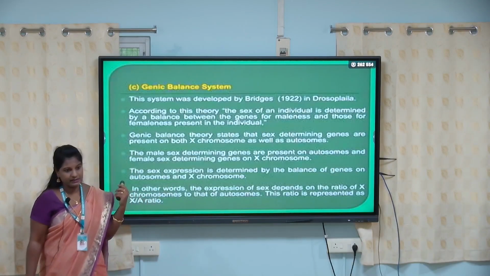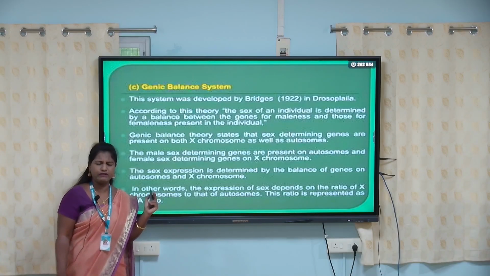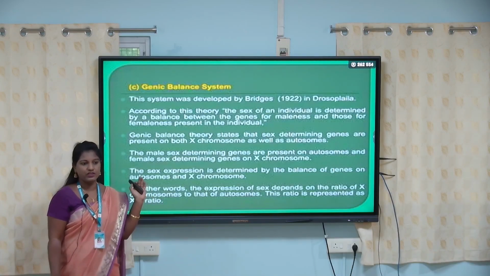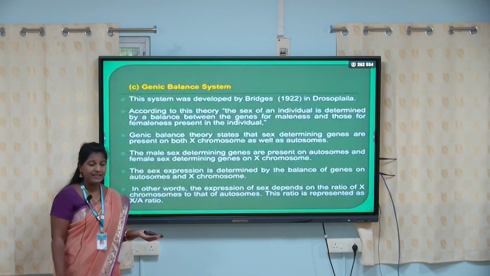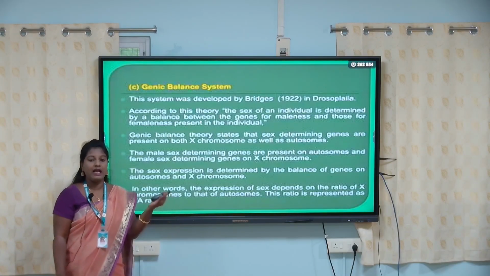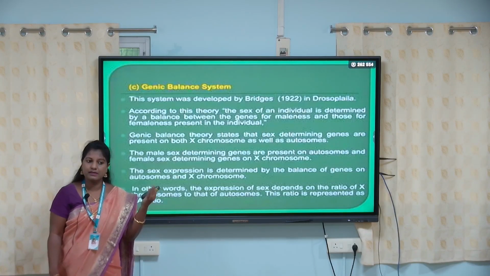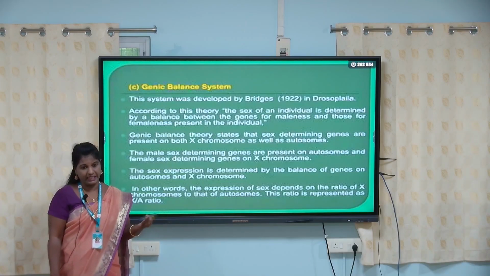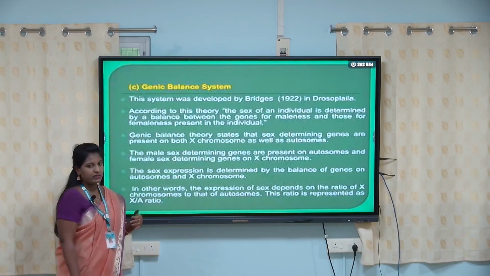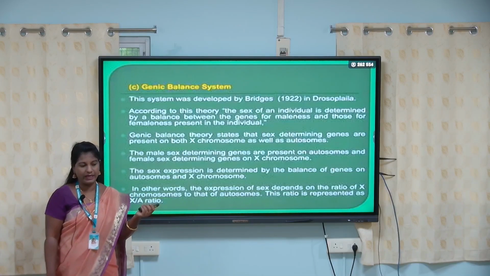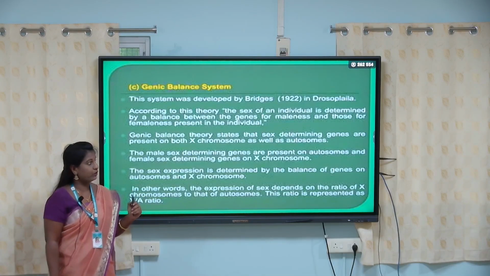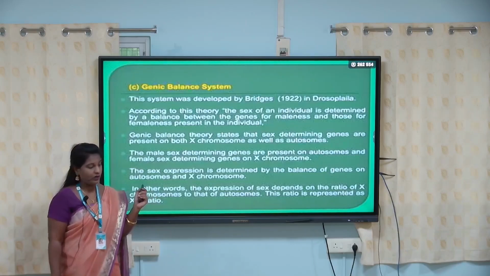Genic balance theory is another. The second factor influencing sex determination is the genic balance theory. Genic balance theory is nothing but the balance between the sex chromosomes and the autosomes determining the sex of the individual which is produced in the next generation. This was initially found by Bridges in 1922 in the first model organism, Drosophila.